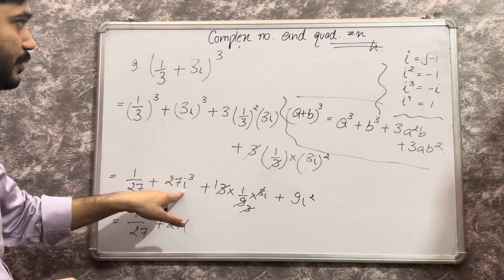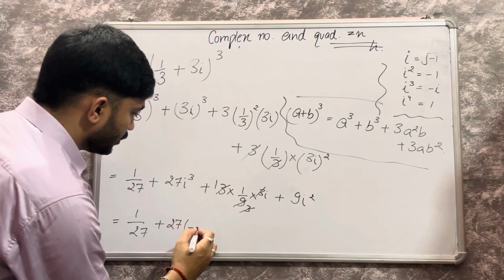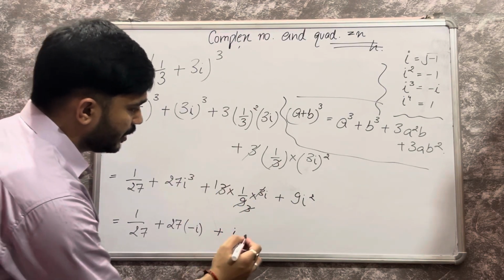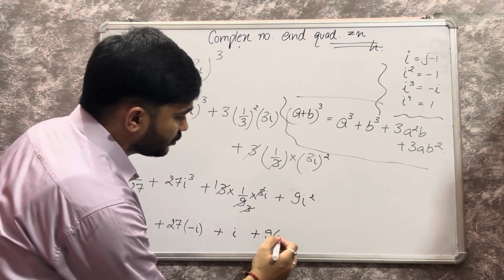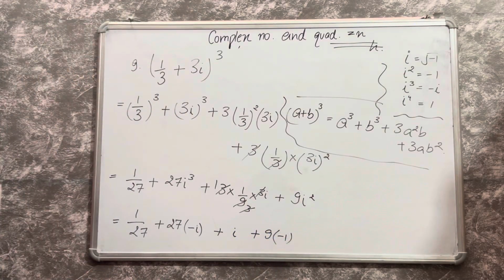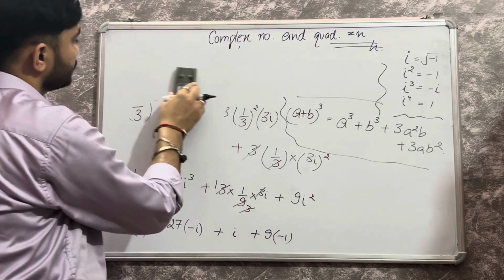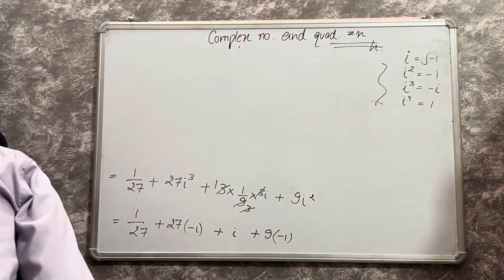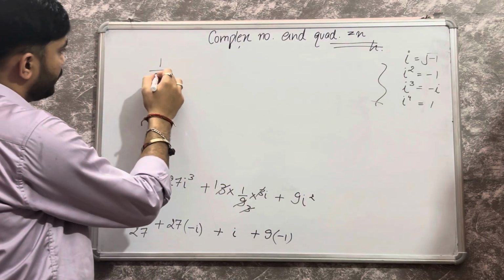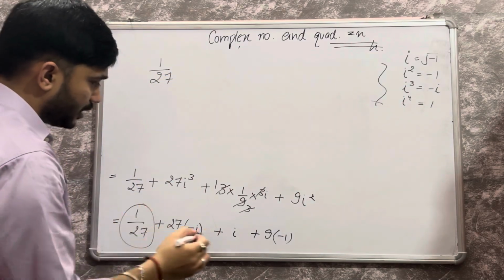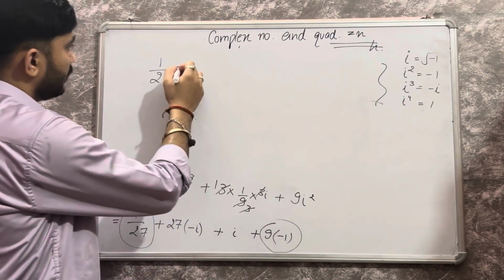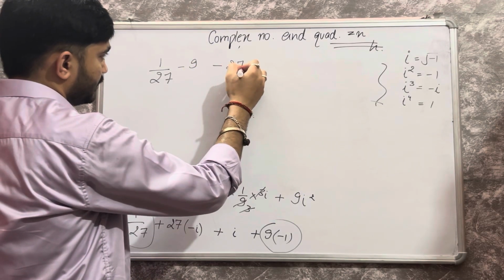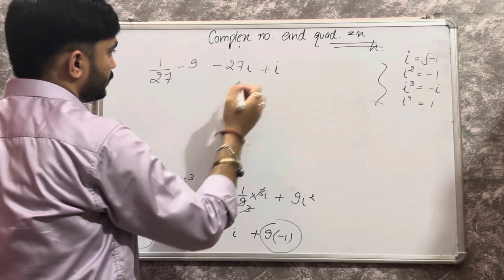Put the value of iota cube here, that is equal to minus iota, plus we will get iota from here, and plus 9 into iota square, value is minus 1. So we will have 1 by 27, since this is the real part and this is the real part, 1 by 27 minus 9, minus 27 iota plus iota.